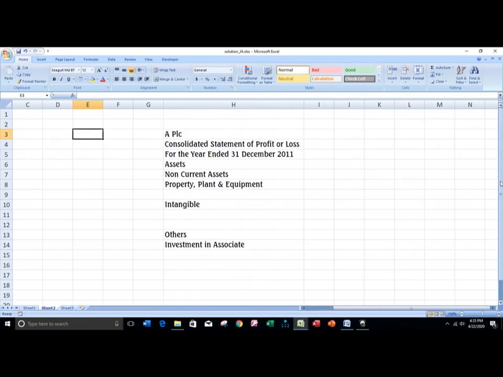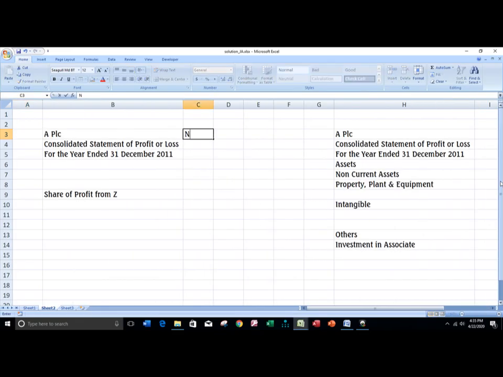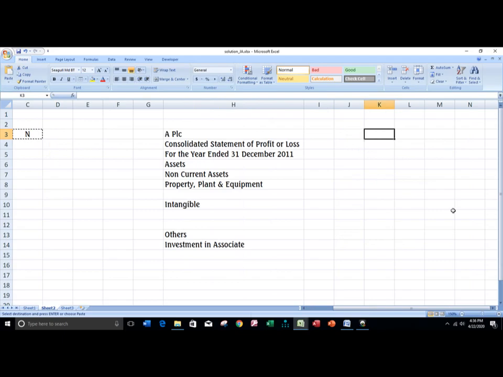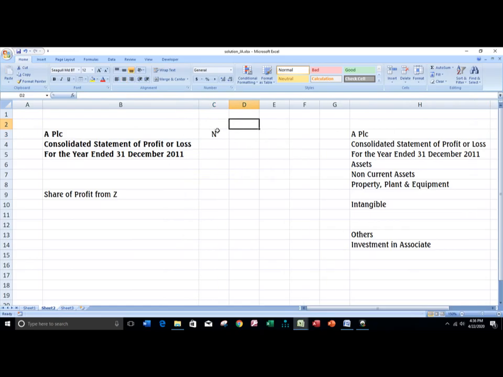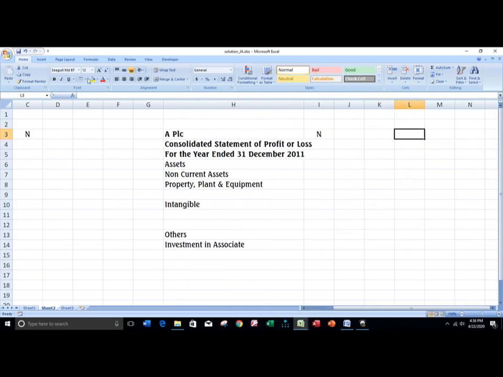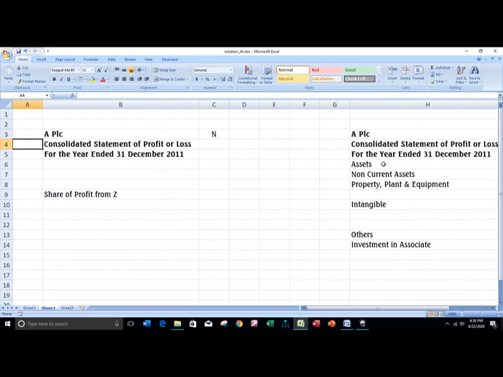Also put our naira sign there. Are all the figures in millions? No, not millions. So we can still work with those figures that we have there. Brilliant. So I'm bolding this, that's the title. Oh, brilliant. So we are ready.